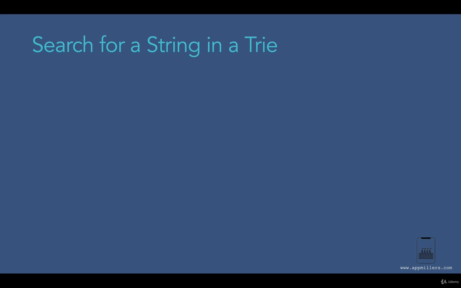Now in the last lecture we have learned how we can insert a string in a trie, and we have created a method in practice. Now in this lecture let's look at how we can search for a string in a trie. When we are inserting we have 4 cases, but in this case we have 3 cases.